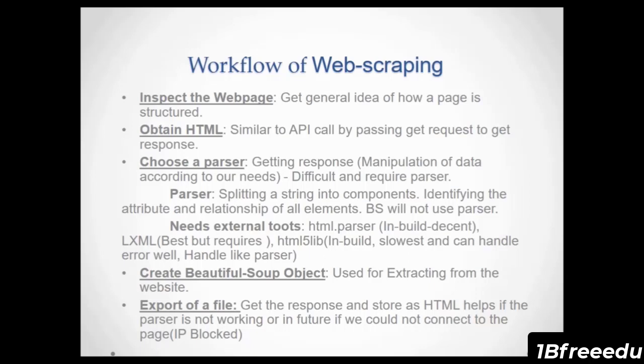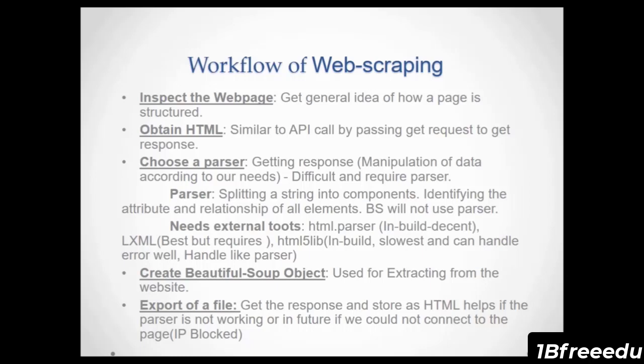Then creating a Beautiful Soup object. After getting the parser, we'll extract the value from the website. In general, in an API, what we used to do is send the API request and get all the values. But here we will prepare the parser and fetch only the values which we need. That's why we are using a parser and then creating a Beautiful Soup object.